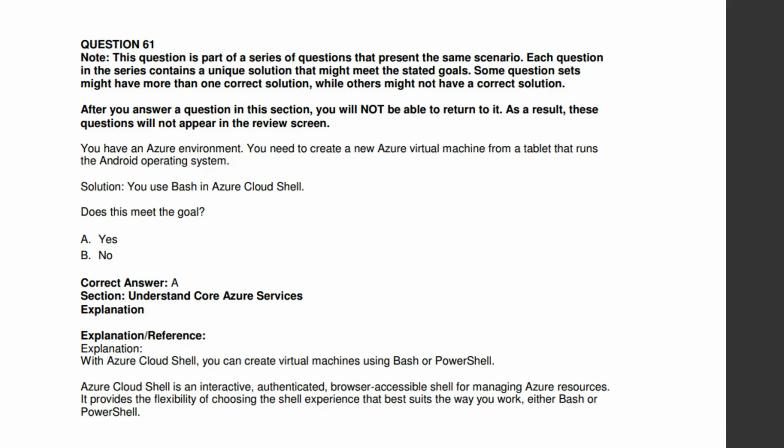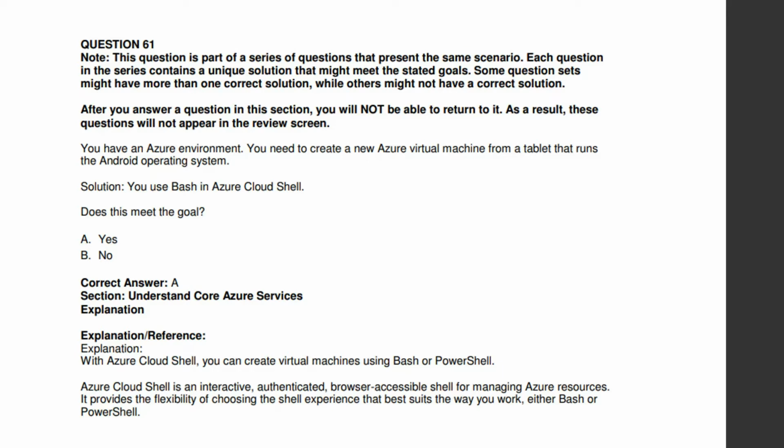Moving to the 61st question. This question is part of a series of questions that present the same scenario. Each question in the series contains a unique solution that might meet the stated goal. Some question sets might have more than one correct answer. You have already seen this kind of question, so moving to the question.